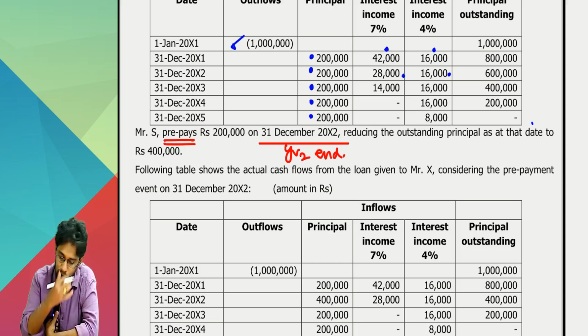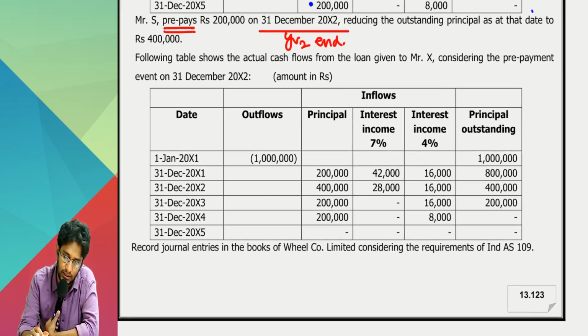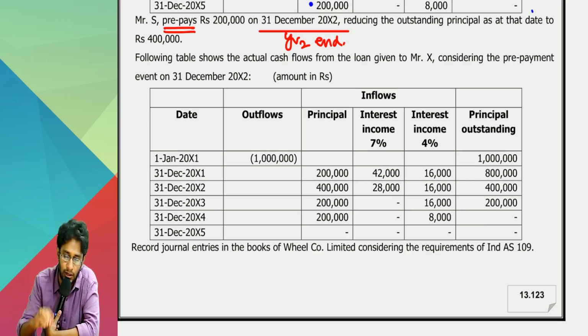The following table shows the actual cash flows from the loan given to Mr. X considering the prepayment event on 31st December 2002. Now that prepayment happened, 5-year installment loan has now become a 4-year installment loan. First year, second year he paid. Second year prepayment he did. Remaining 4 lakhs is there that he will pay in third year and fourth year. Entire revised cash flows they are giving.